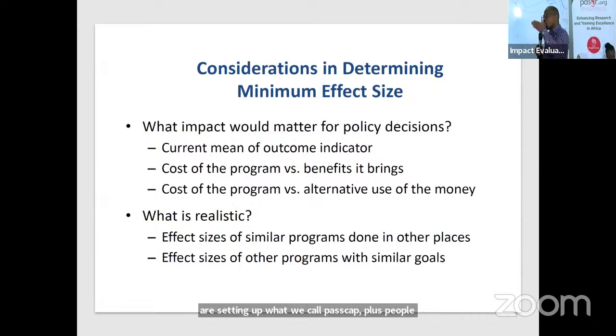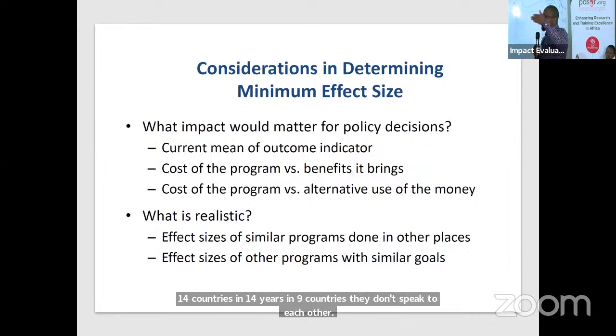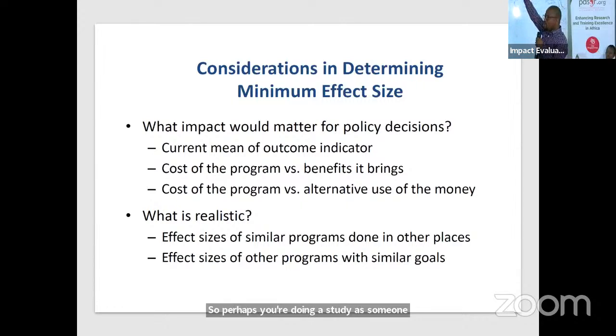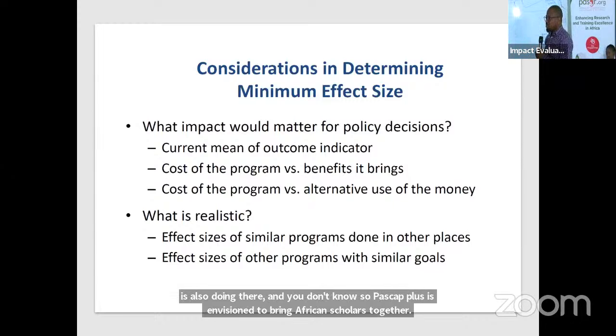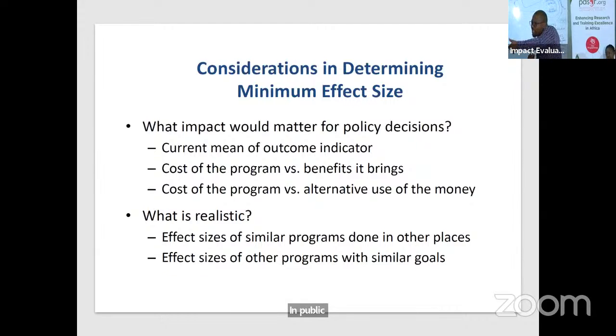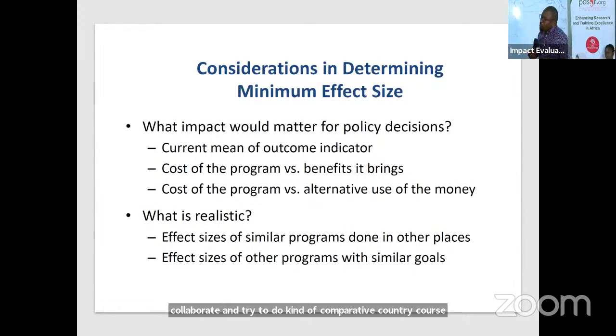Because most often, master's students that we have in 14 universities in 9 countries don't speak to each other. So perhaps you're doing a study and someone else is also doing one, and you don't know. PASGA Plus is envisioned to bring African scholars together in public policy and governance. Perhaps you are doing a study here, maybe someone else is doing one, and you can collaborate and try to do a comparative cross-country study. But there's no platform to know that.